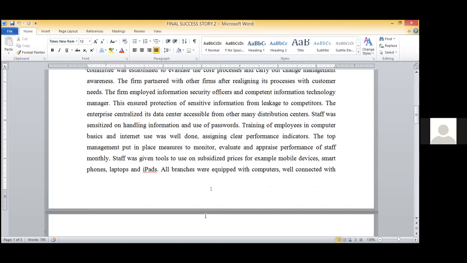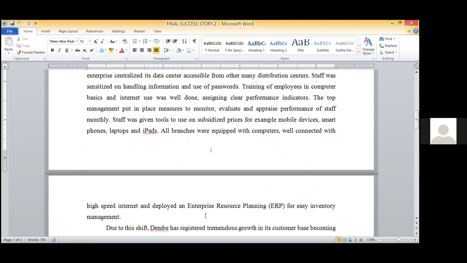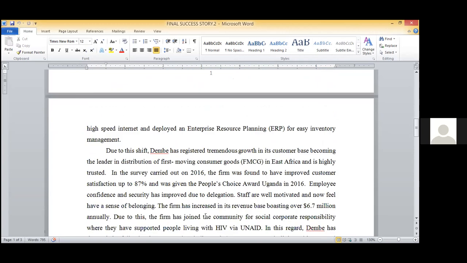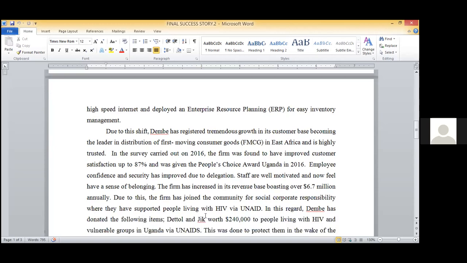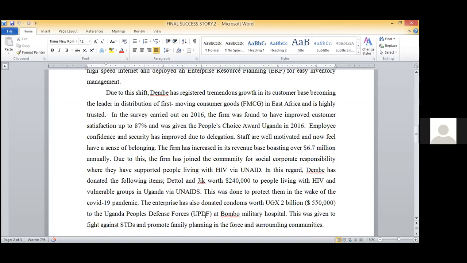All branches were equipped with computers, well connected with high-speed internet, and deployed an enterprise resource planning for easy inventory management. Due to this shift, Dembe has registered tremendous growth in its customer base, becoming the leader in distribution of fast-moving customer goods in East Africa and highly trusted.